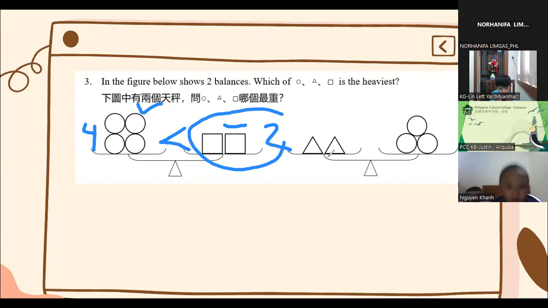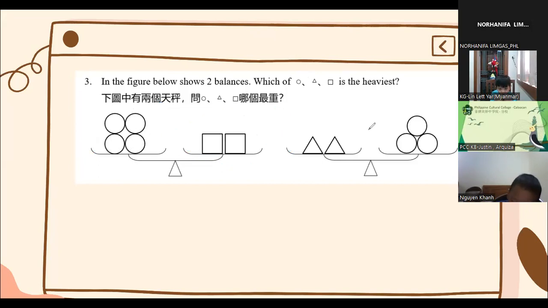You have the triangle and then you also have the circle. So let's compare which one is heavier. Again, you can apply the same logic. The more the number of a certain figure, the less its weight.